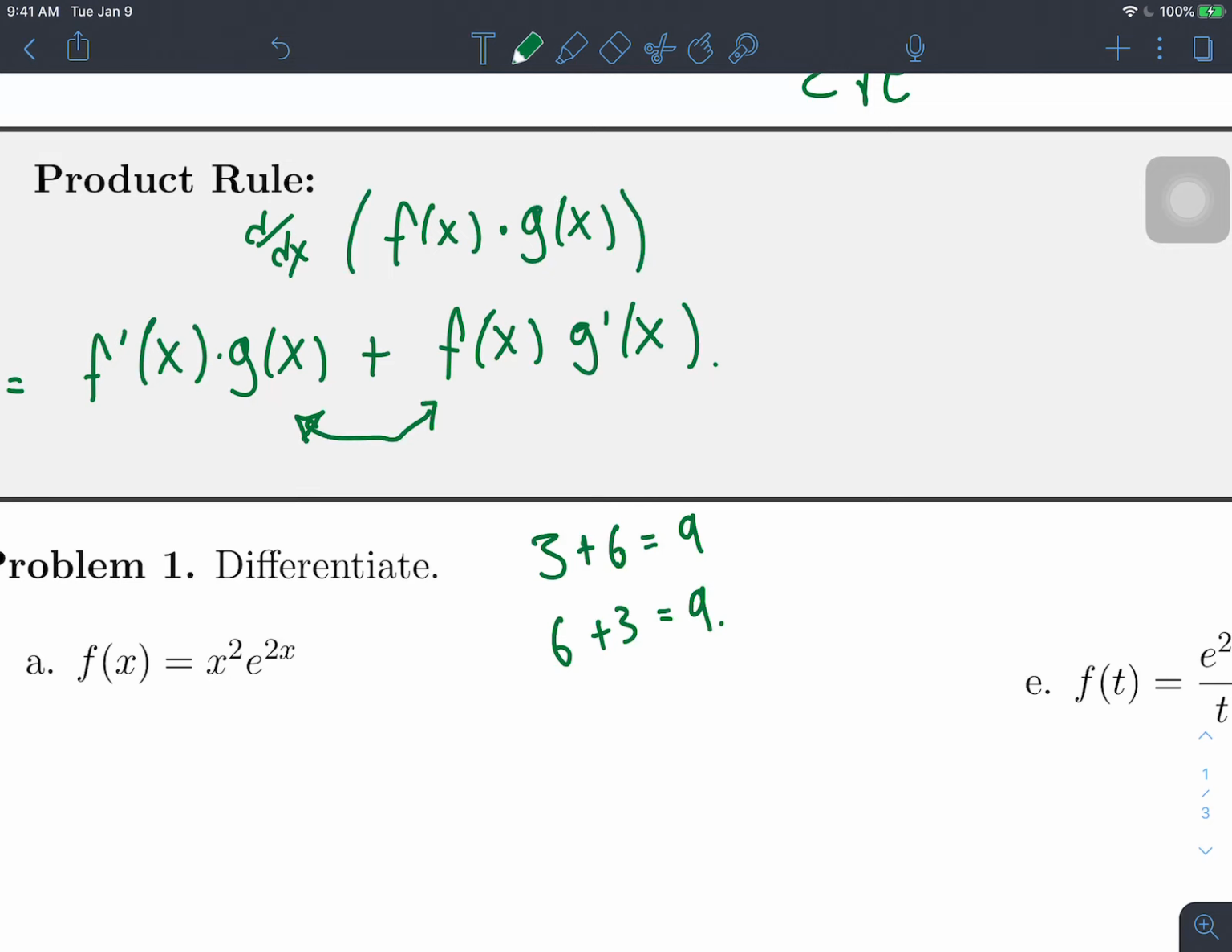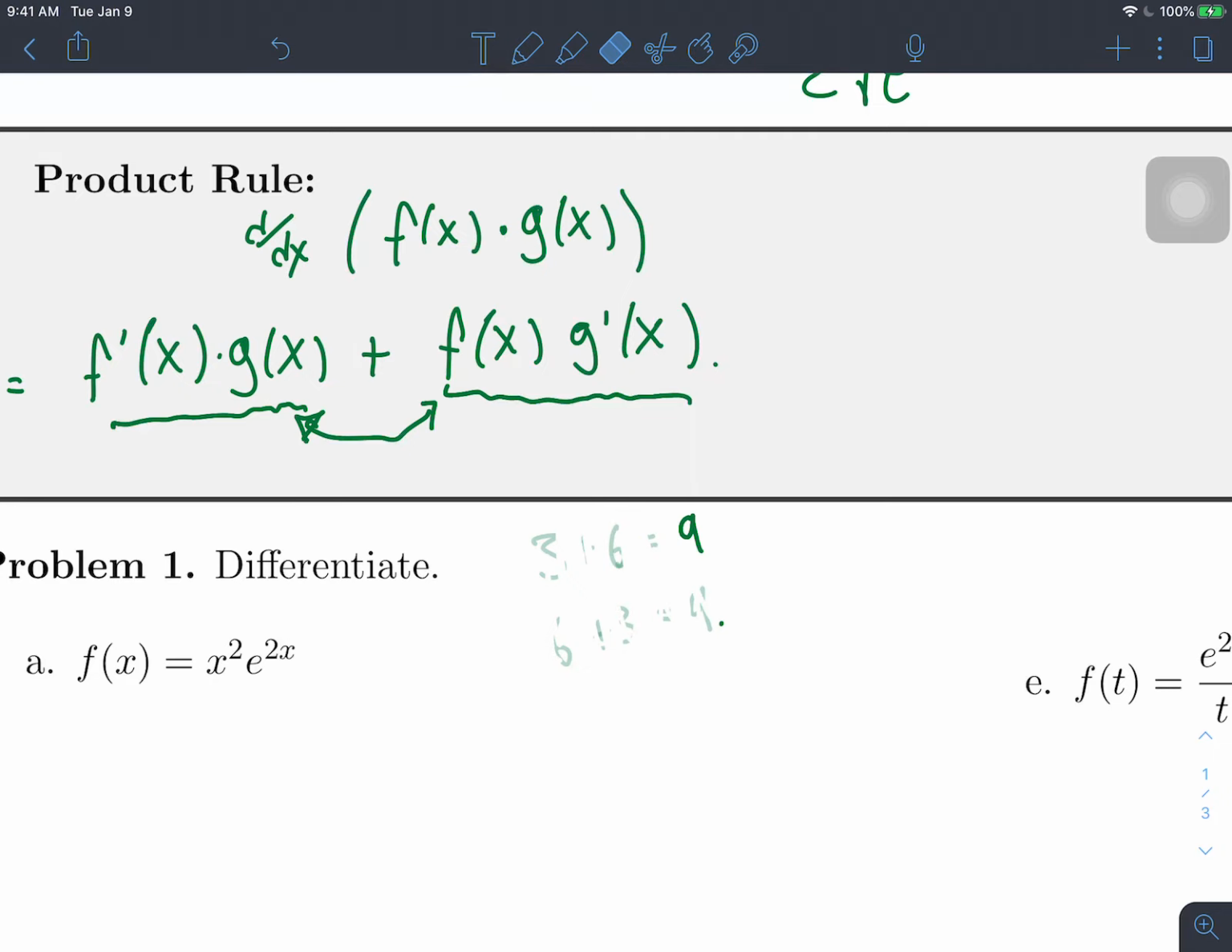So, in the first term, I do the derivative of the first function and leave the second one alone. In the second term, I leave the first function alone, and I do the derivative of the second one. And we add these two things together, and that'll be our derivative of this product.